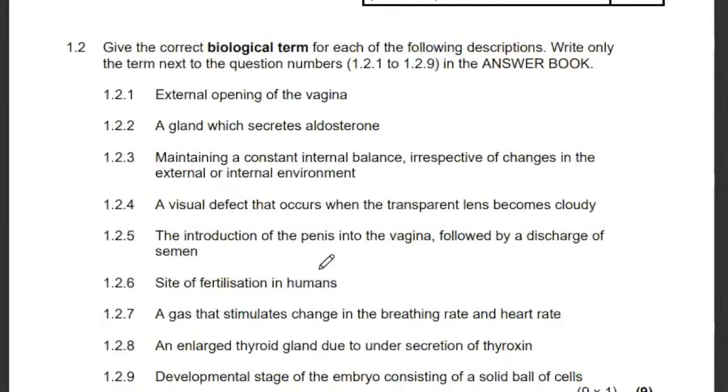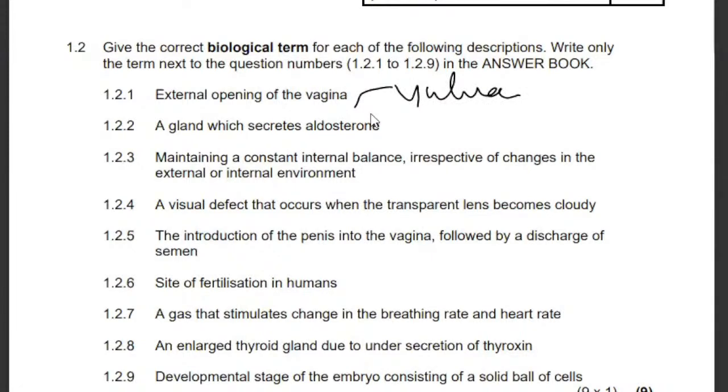Then we go to the terminologies. In most cases, we always bring the terminologies which you have already done. We don't have anything which is new. External opening of the vagina, how do you call it? It's called what? Vulva. The opening, the outside part of the vagina, we call it vulva.